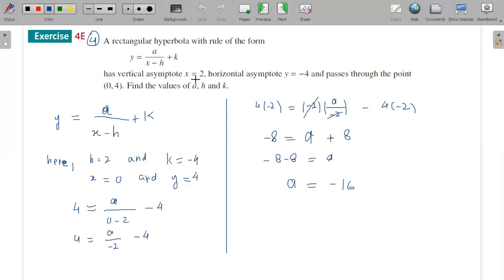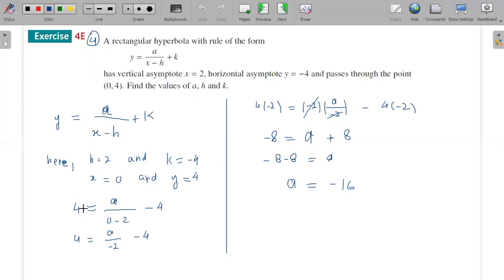Here again x is 2, so it means that h is 2, and y is minus 4. It means k is minus 4, and we have the point 0, 4, so it means x is 0 and y is 4. Again we have to find a, h, and k. So from the question we know the value of h is 2, k is minus 4, and now we only have to find a.